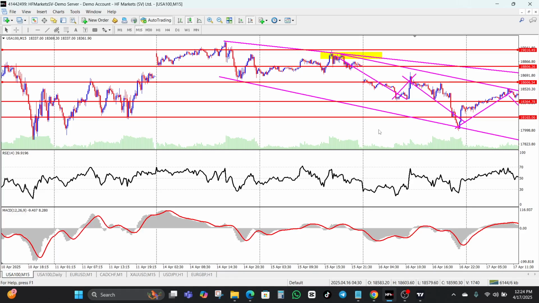So this indices trading strategy works because it combines structure, discipline, and clean setups. It keeps your chart simple, your decision making logical, and your risk tight. So whether you are trading Nasdaq or S&P 500 or US 30, these rules apply. Adjust your lot size, time frame, and style, but always stick to the core strategy.